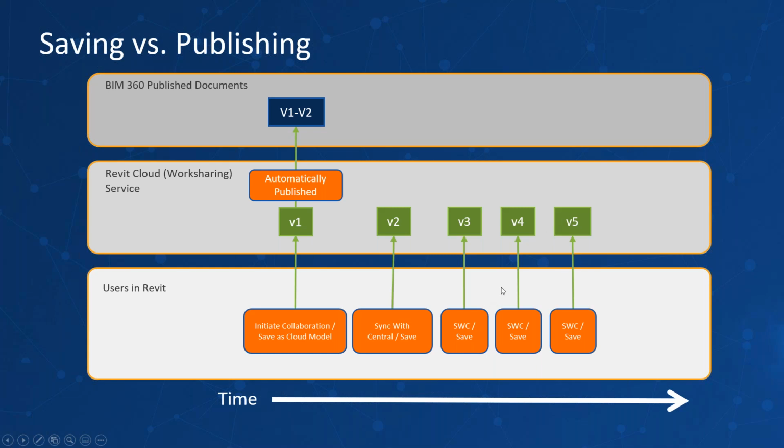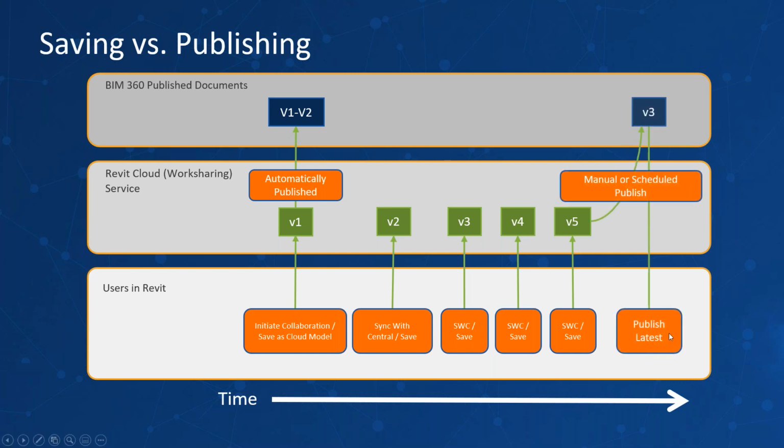But when those people say, right, this is our architectural design, this is what we want to hand over to the structural engineers, etc., that's when we're going to publish as, for instance, the architectural team, and we're going to get a new version on BIM 360 Docs.